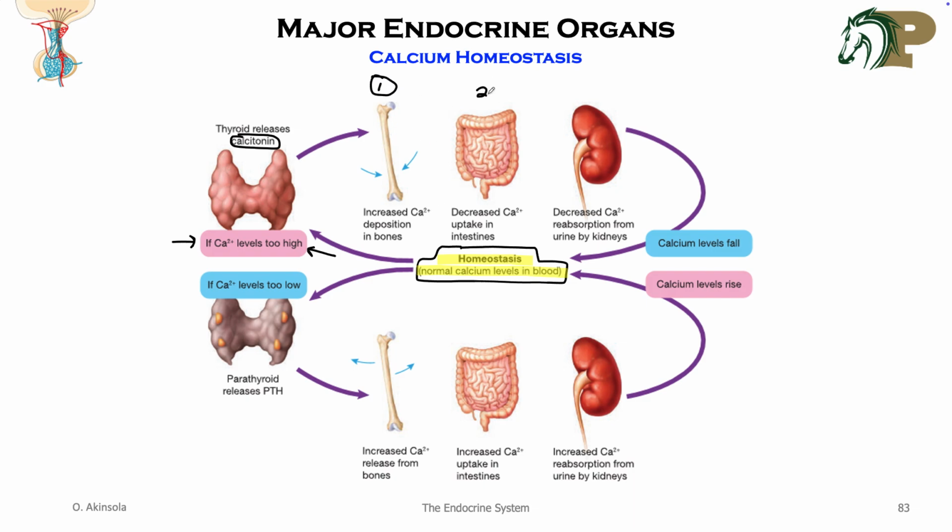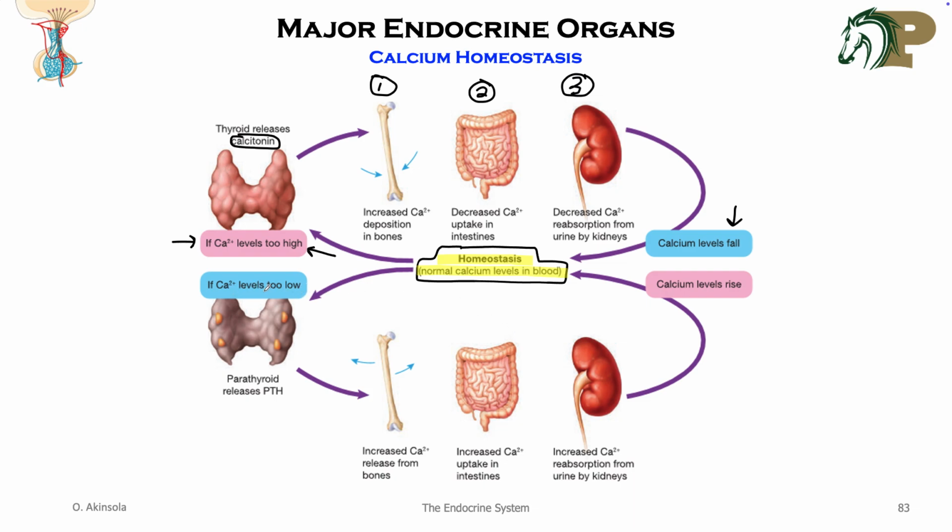Method number 2 involves the GI tract. So we will decrease calcium uptake in the intestines. Okay, we already have excess calcium in the blood. We don't want to take in any more calcium by absorbing it in the intestines. And then number 3, we will have decreased calcium reabsorption from the urine in the kidneys. These 3 things in the face of high calcium levels will lead to calcium levels falling, and that will bring us back to homeostasis. Okay?